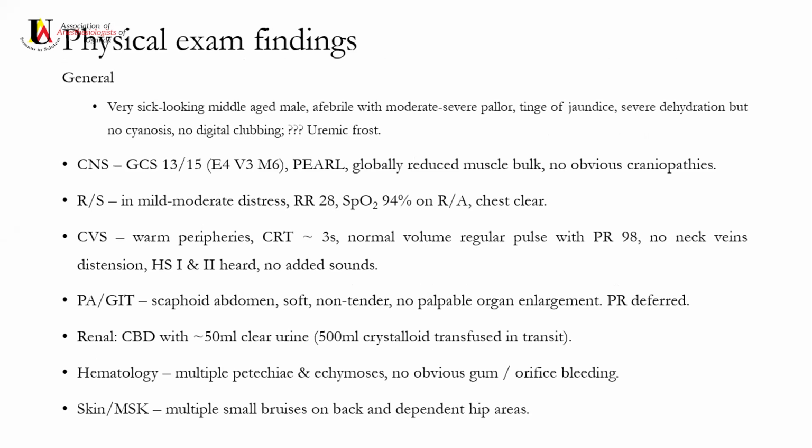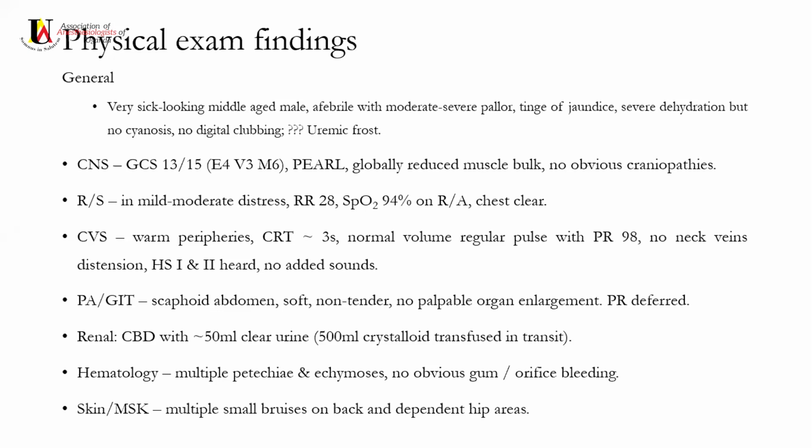Upon physical examination, he was a very sick-looking middle-aged male, febrile to touch, with moderate to severe pallor of the conjunctiva, with a tinge of jaundice. He was severely dehydrated, but did not have any evidence of cyanosis, peripheral or central. There was no digital clubbing, but he had what I queried as uremic frost on his face as well as the upper extremities. In terms of the CNS, he had a low GCS of 13 out of 15, with eye opening score of 4, best verbal response of 3, and best motor response of 6. His pupils were equal and reactive to light. He had globally reduced muscle bulk, but there were no obvious cranial neuropathies.